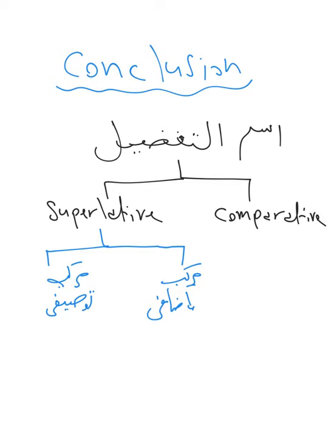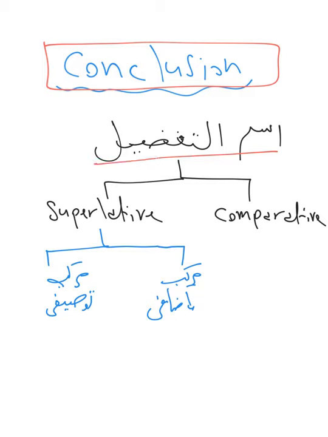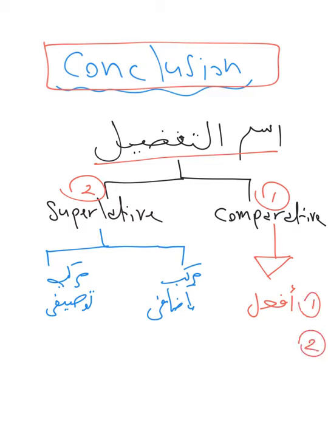So we are now concluding this second video, and it's very important that we are fully up to speed with this conclusion. So we have ismu tafdil here. It will either be used in the comparative form or the superlative form. If it's used in the comparative form, some rules. First one, we always use the pattern af'al, irrespective of dual, plural, feminine, etc. After the ismu tafdil, you usually get min. And number 3, this min you translate as 'than'.